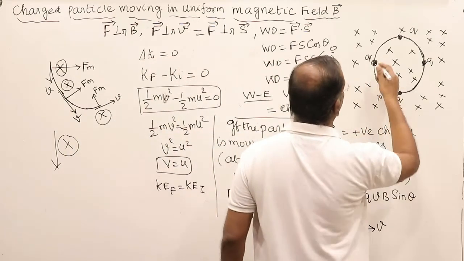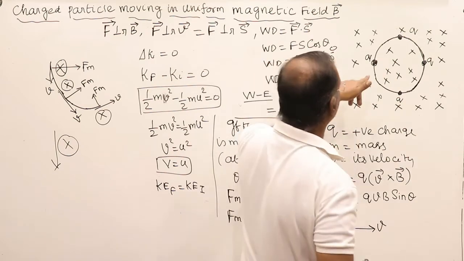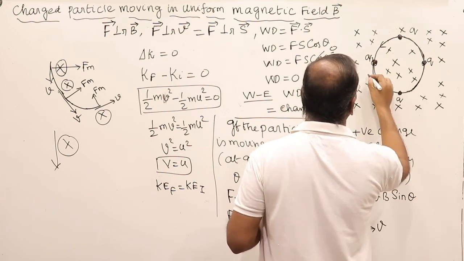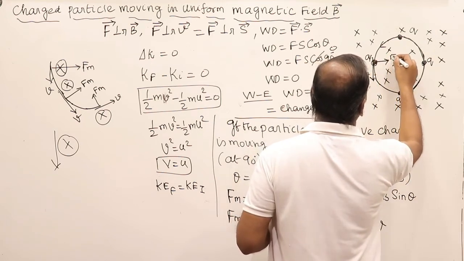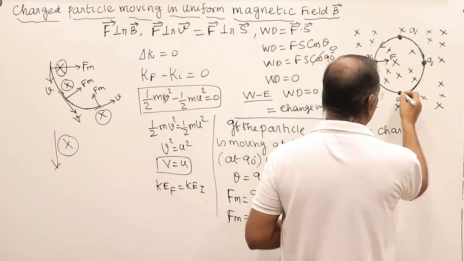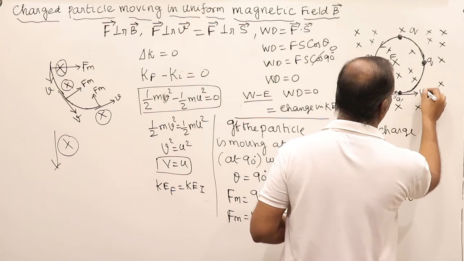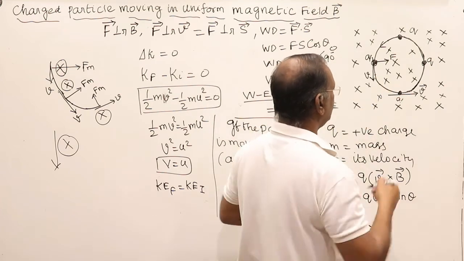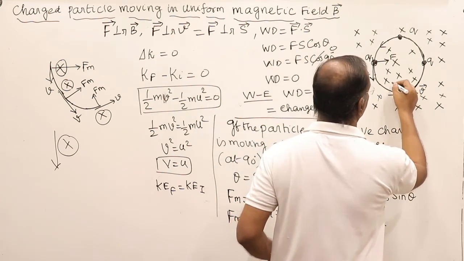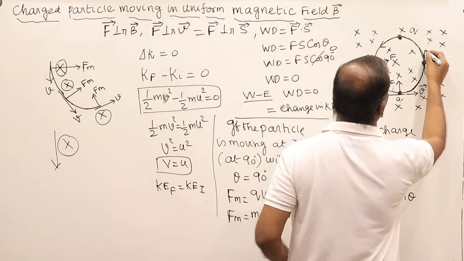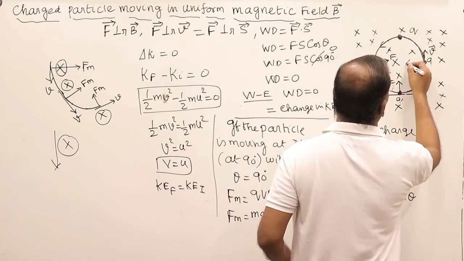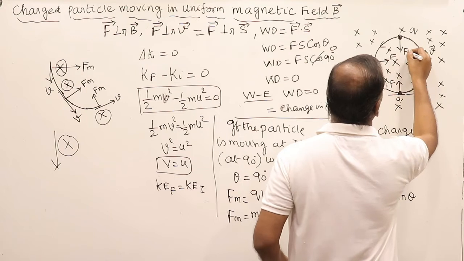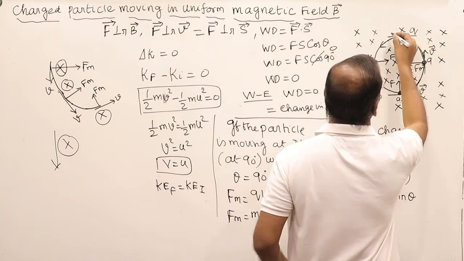Here at this point, we use Fleming's left hand rule. With the magnetic field inside, if the particle is moving here, it will move like this, velocity, and this is the direction of force. And like this it gets deflected. Let us check at this point. The velocity will be tangent at this point, and the force will be this way. Same way here also, this is the velocity direction and Fm in this direction. Same way here, Fm.